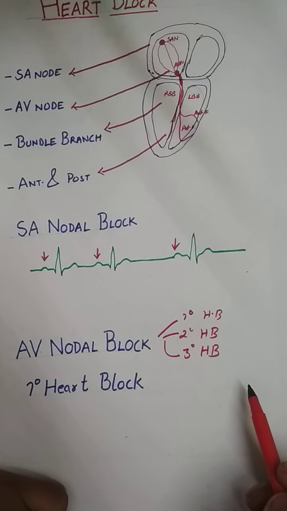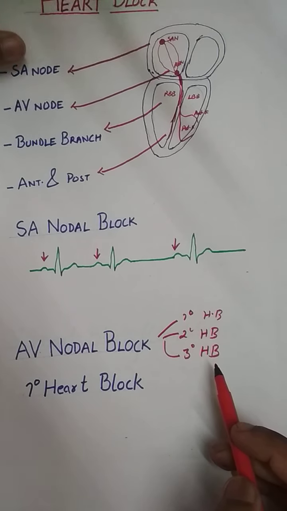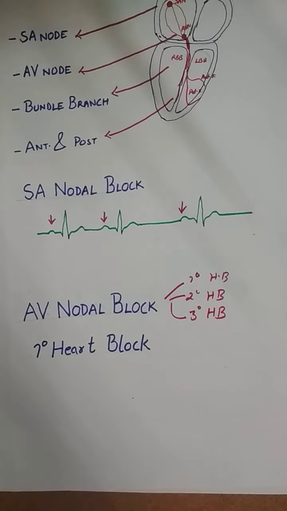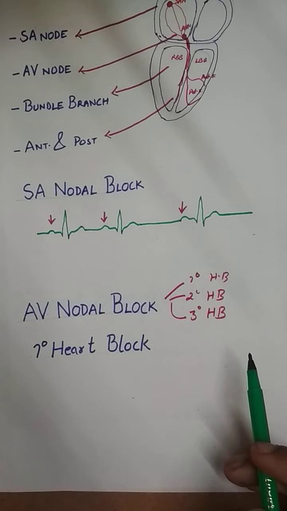So let's see what is first degree heart block. The ECG of first degree heart block would be something like this.